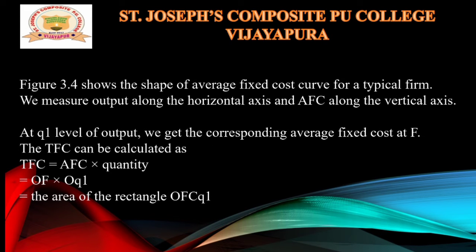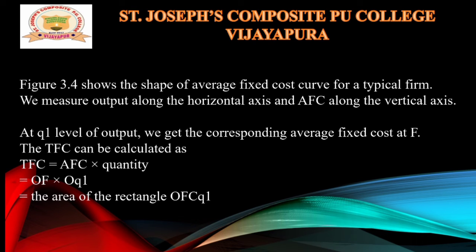Next, another one, figure 3.4. It shows the shape of the average fixed cost curve for a typical firm. We will see the shape of AFC, average fixed cost, later in 3.4. We measure output along the horizontal axis and AFC along the vertical axis. At Q1 level of output, we get the corresponding average fixed cost at F, and the TFC can be calculated as TFC equals AFC into Q, meaning quantity. Okay, AFC into quantity, and we can see this in the diagram also.